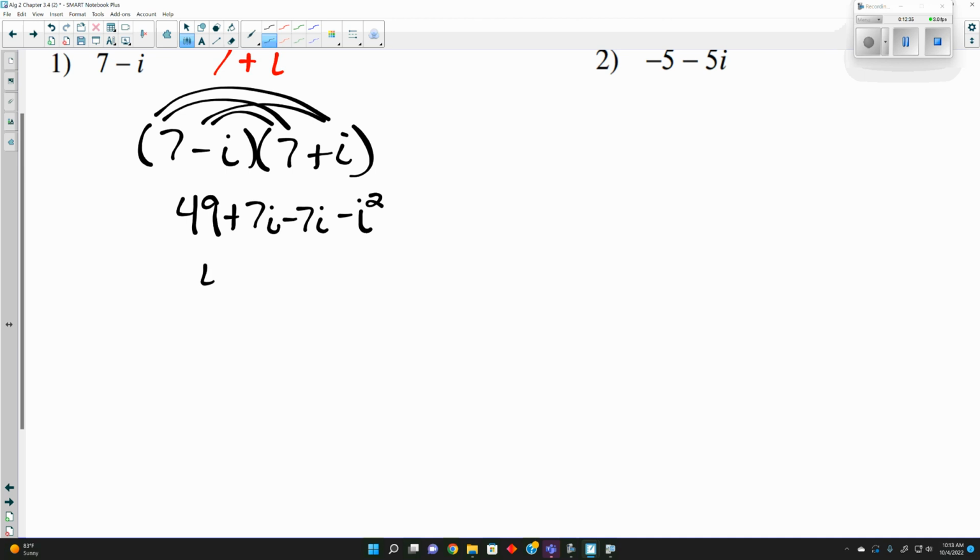Well, we still have the 49. What's 7i minus 7i? 0. Okay, those are gone. Minus, well, I squared is negative 1, yes? And what's 49 minus negative 1? What happened to all the imaginary terms? They disappeared. They canceled out. They simplified out. And that's what's interesting with these complex conjugates.